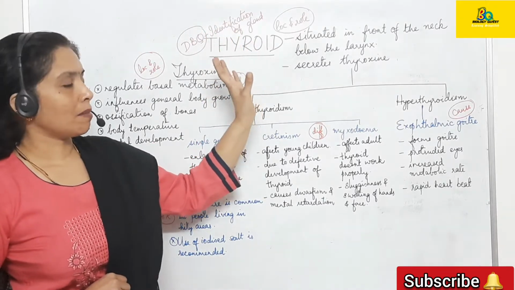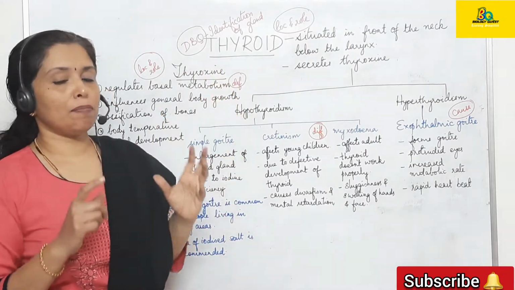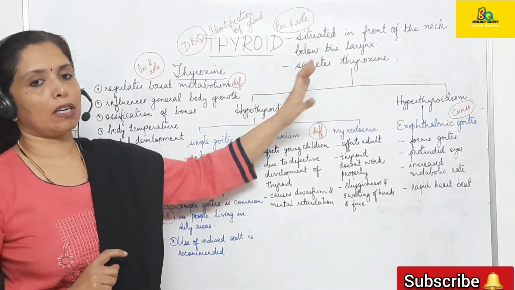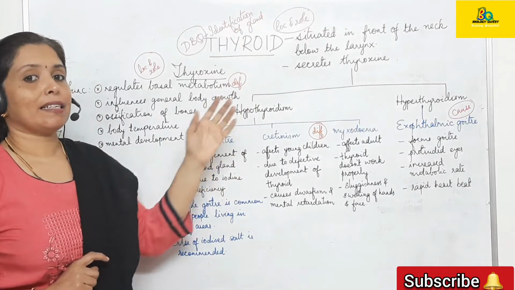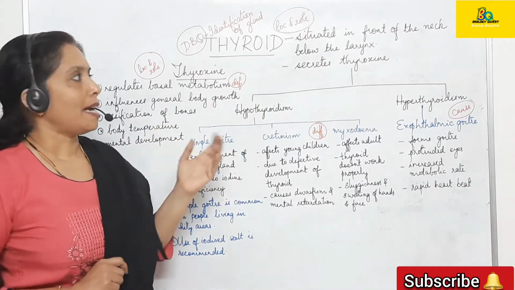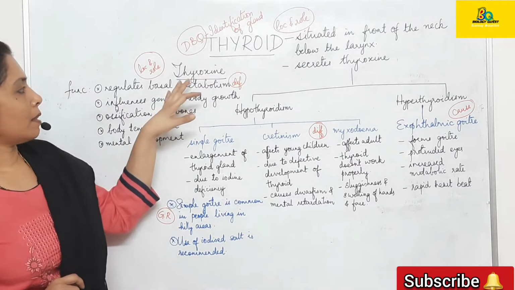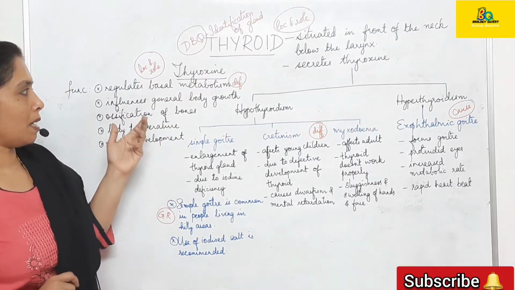So look at the diagram carefully. We know thyroid is a bilobed structure. It is a butterfly shaped gland which is located in front of the neck below the larynx. So identification of the gland and questions based on the diagram can be asked. Okay, now coming to the thyroxine hormone, again a location and role type question can be asked.